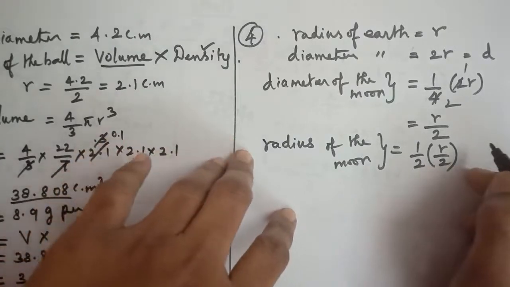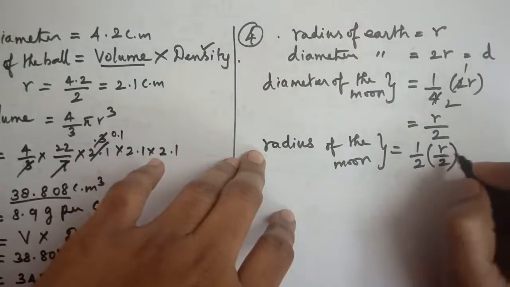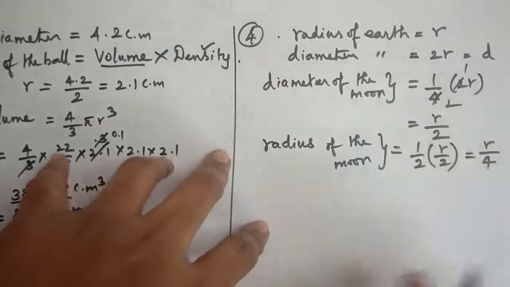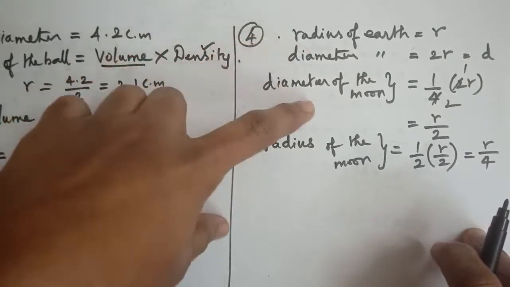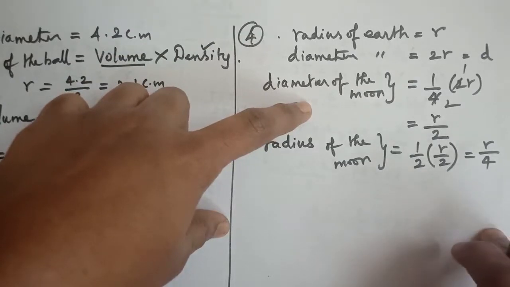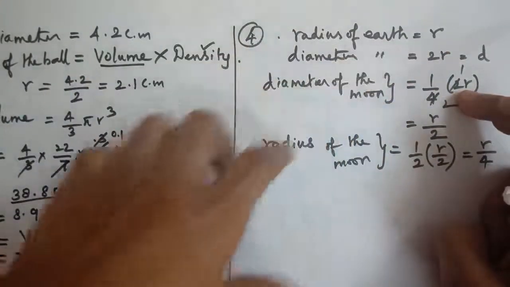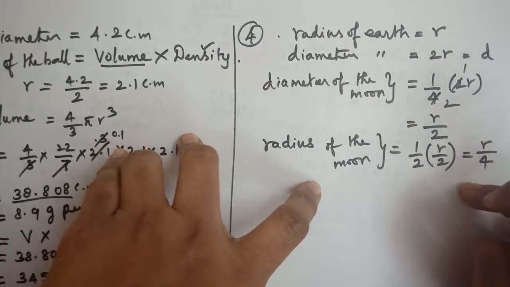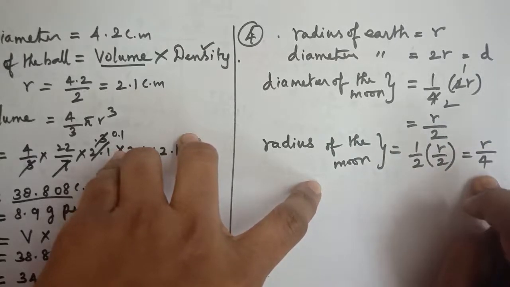Already we have seen the same type of question in previous exercises. So that is r divided by 4. Here students, once again I repeat: radius of earth r, diameter of the earth 2r. Diameter of the moon is 1/4 of the diameter of earth, so 1/4 of 2r is r by 2. Then radius of the moon is diameter by 2, so 1/2 of r by 2, that is r by 4. Is it clear?